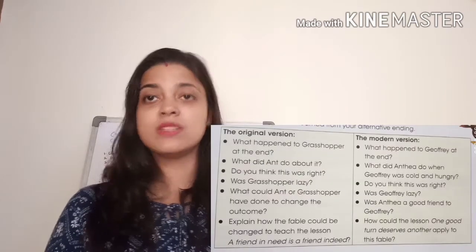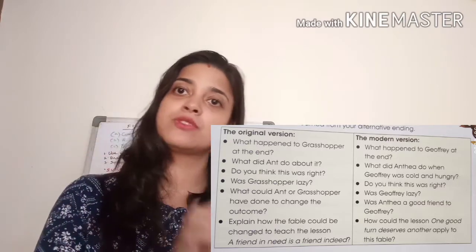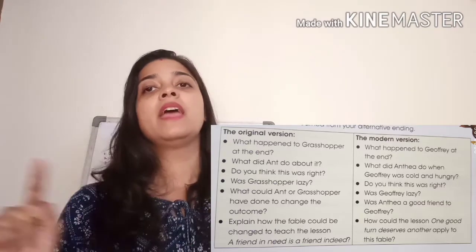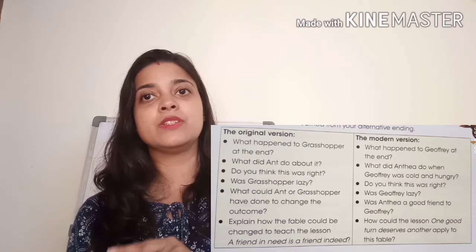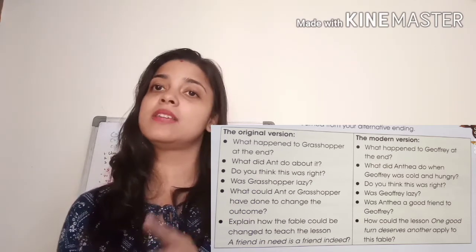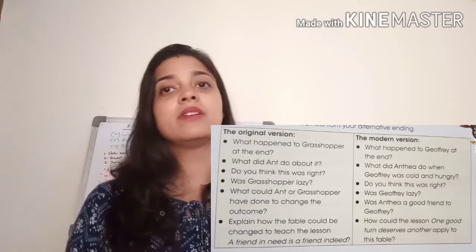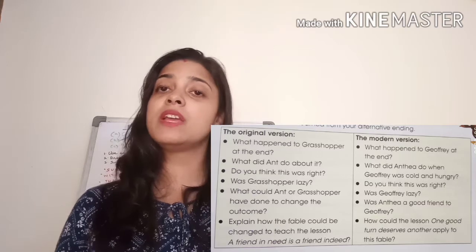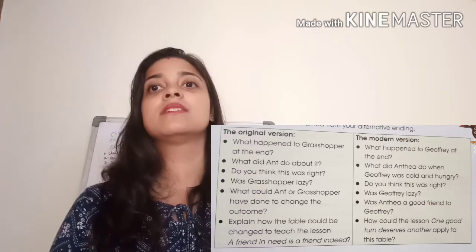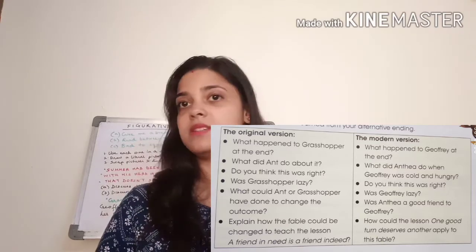You see here, the two versions of the stories are given. Now think of an alternative ending for the story, the ant and the grasshopper, and the modern version of the story, Aunt Anthea and Gentle Geoffrey. Think of alternate endings, and what did you learn? List down what you learned from these endings.